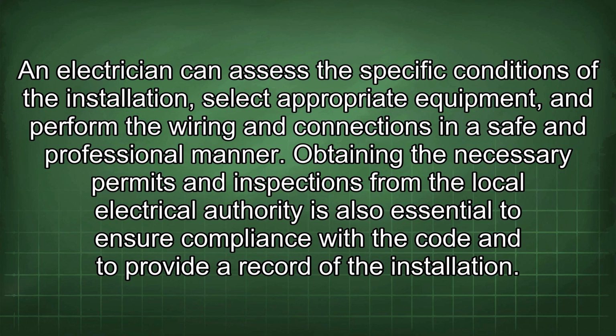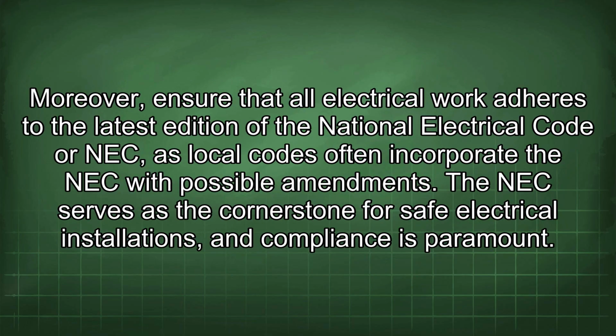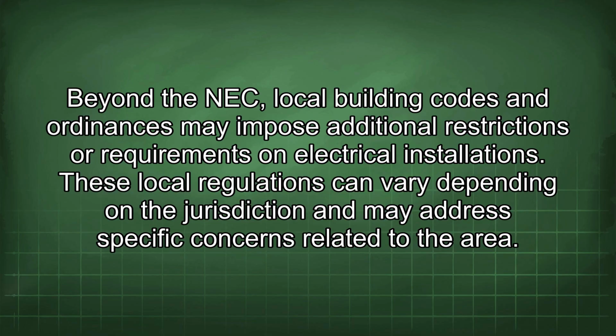Obtaining the necessary permits and inspections from the local electrical authority is also essential to ensure compliance with the code and to provide a record of the installation. Moreover, ensure that all electrical work adheres to the latest edition of the National Electrical Code, or NEC, as local codes often incorporate the NEC with possible amendments. The NEC serves as the cornerstone for safe electrical installations, and compliance is paramount. Beyond the NEC, local building codes and ordinances may impose additional restrictions or requirements on electrical installations. These local regulations can vary depending on the jurisdiction and may address specific concerns related to the area.